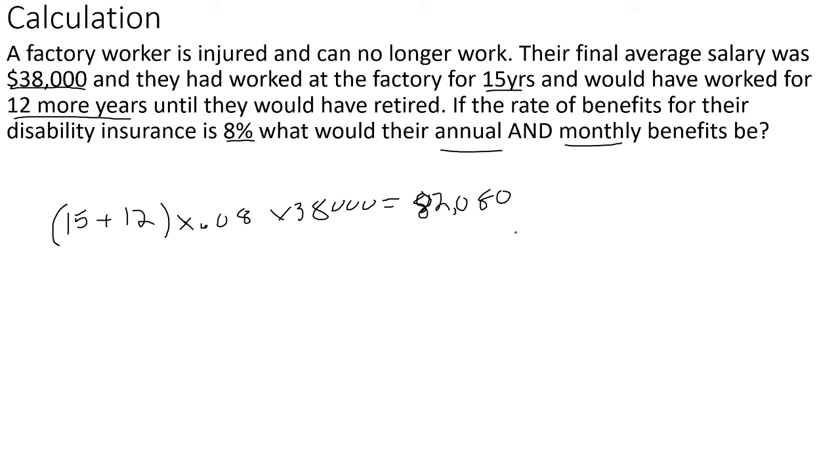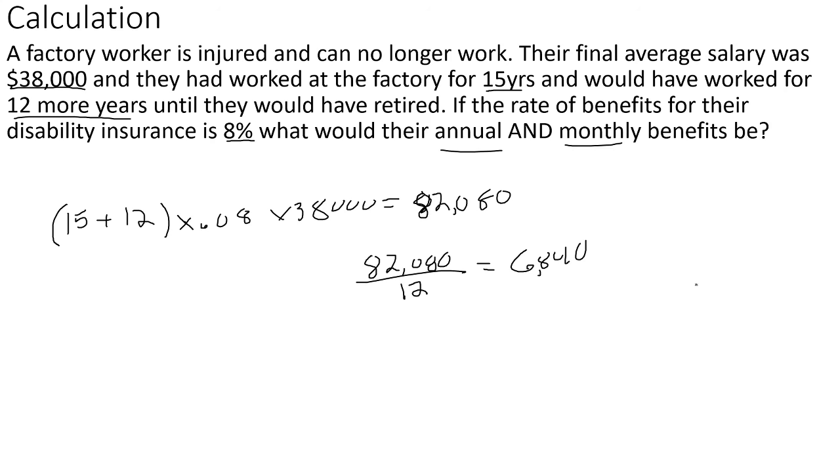Yeah. So if I wanted their monthly benefits, what I would do is I would take this $82,080 and divide it by 12, because that's how much they get for a year. If I want to get how much they get for a month, again, just divide that by 12 and you get $6,840, right?